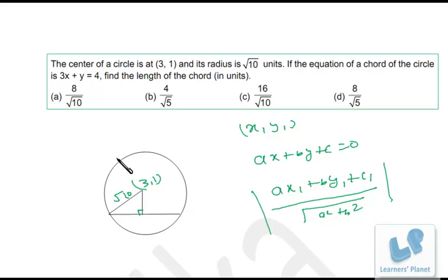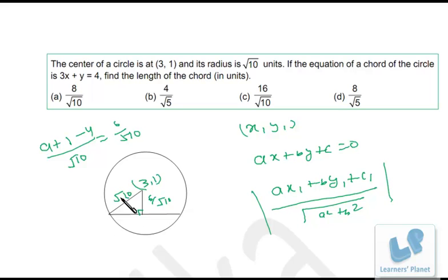So that is 3 into 3, 9, plus 1 into 1, 1, minus 4 by root of a square plus b square, that is 9 plus 1, root 10. So it's 6 by root 10. So this length is what? 6 by root 10.